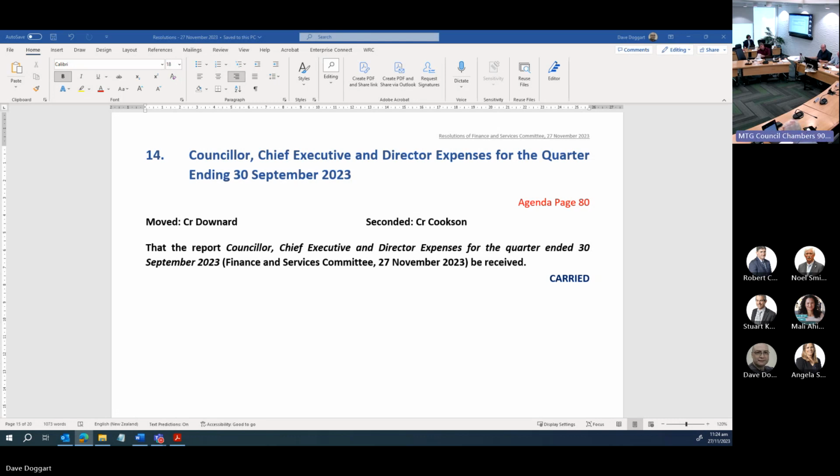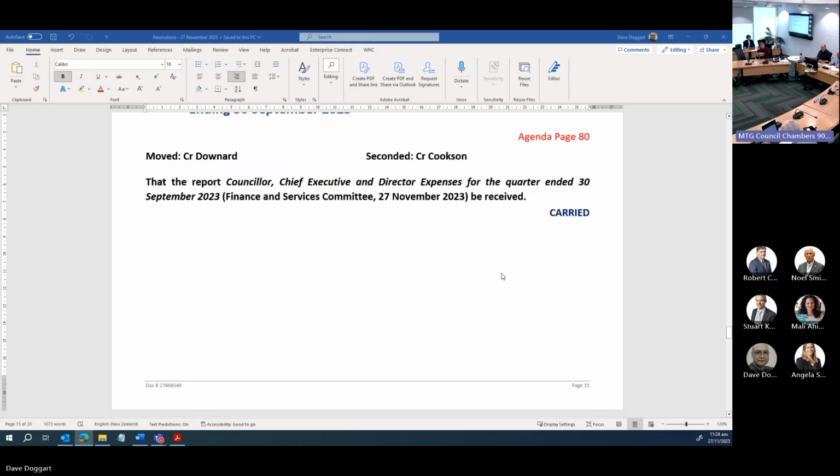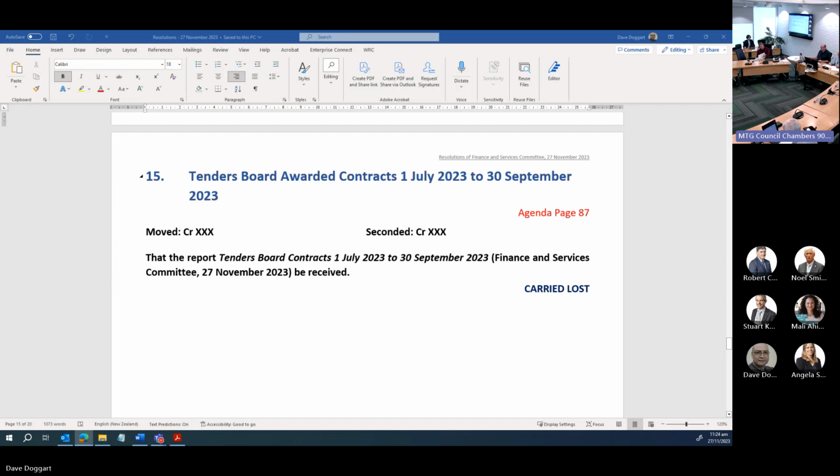Exactly. Okay, so the next item on the agenda is the tenders board awarded contracts. It's been circulated. You don't intend talking to it? I've got some questions just on it. Happy to take it as read. Again, this is provided for transparency and accountability.